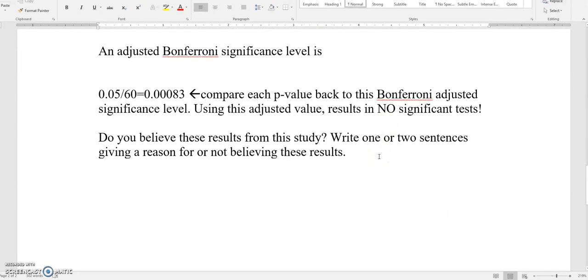Write 1 or 2 sentences for not believing these results. Maybe next time in class I'll reserve a couple minutes at the start of class just to talk about this. So if you have any questions, any concerns, or any 'hey, why did you do this to us' kind of things, bring it up then. We can talk through this.